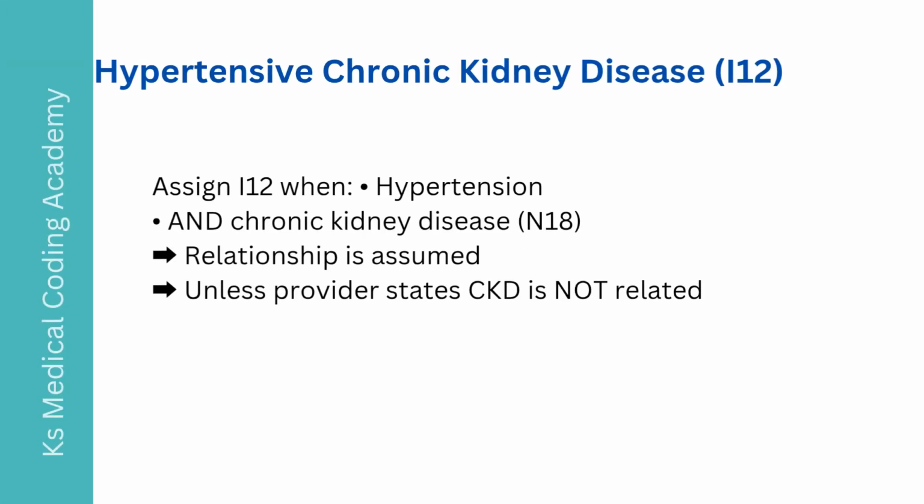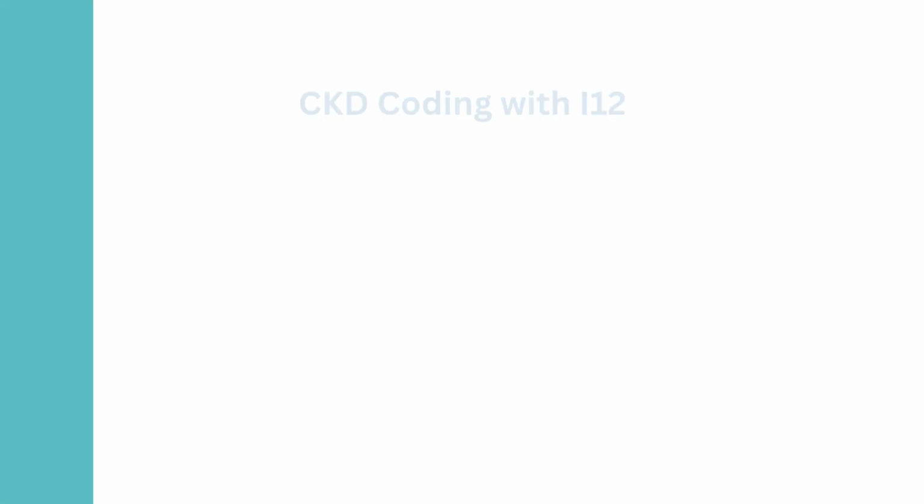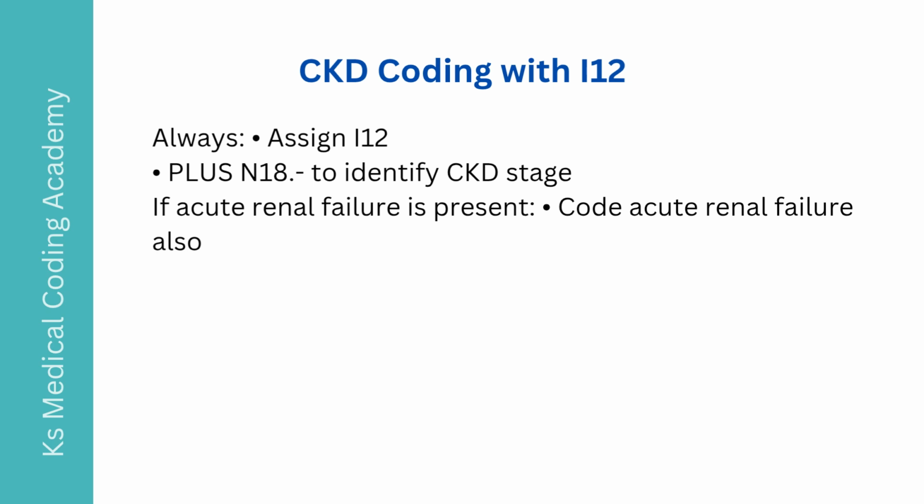Hypertensive chronic kidney disease, I12. Assign I12 hypertensive chronic kidney disease when hypertension is present and chronic kidney disease is present. The relationship is assumed, unless the provider clearly states the CKD is not related to hypertension. CKD coding with I12. When using I12, always assign an additional code from N18 to identify the stage of CKD. If acute renal failure is also present, it must be coded separately.